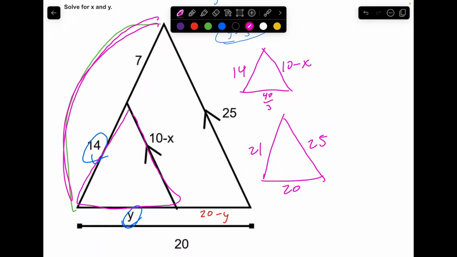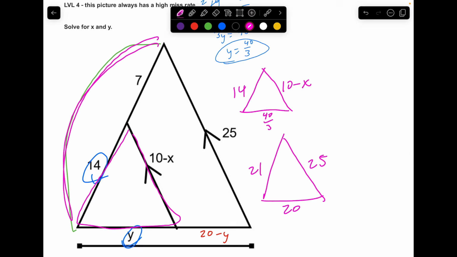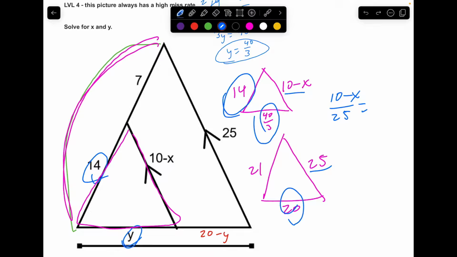Okay, so we are going to do a setup involving x. Our setup needs to be 10 minus x over 25, that is small triangle over big triangle, equals, which one of these looks better? The non-fraction one. So yeah, we're going to do this one. Equals 14 small triangle over 21 big triangle.